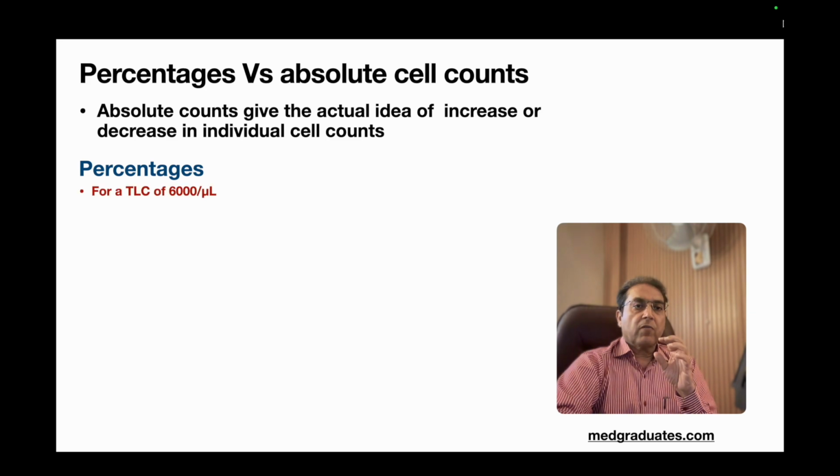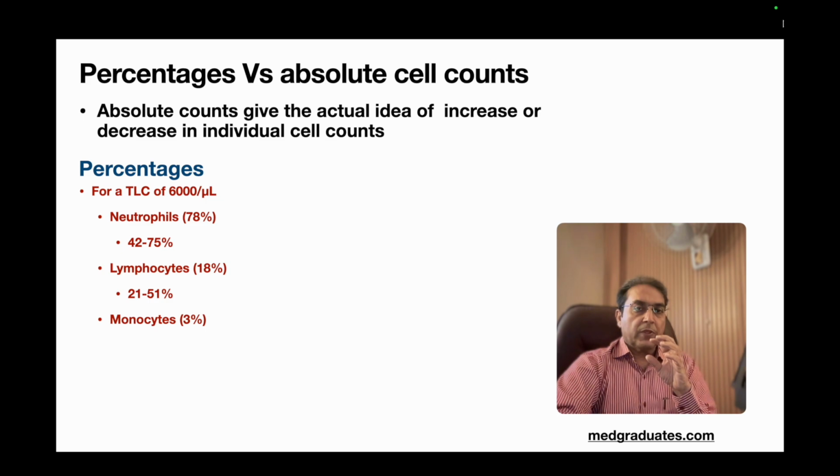Let's see an example. We have a patient who shows a TLC of 6000 per microliter. We see a differential count. Neutrophils 78%, normal is between 42 to 75%. Lymphocytes are 18%, which is normally 21 to 51%. The monocytes are just 3%, and normally they are 2 to 9%. Eosinophils are present in 1%, normally 0.0 to 0.7%. Just remember these normal values may vary between different labs, so you should consider the normal reference values of the lab which is generating the complete blood count report.